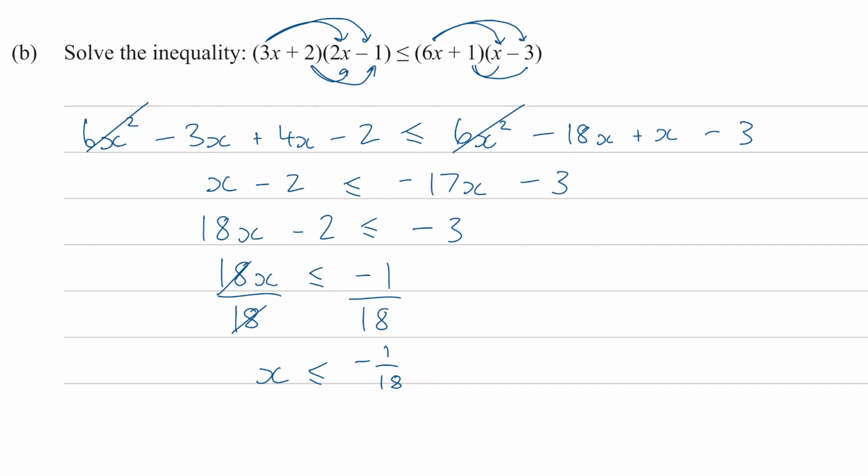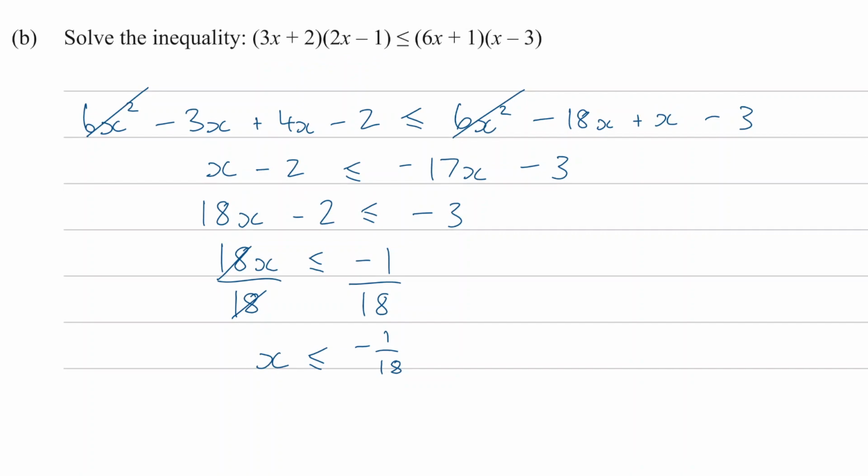So if we pick any value for x that's less than or equal to negative 1 over 18, and we put it into this inequality in for x, this inequality would be true. So this side would be less than or equal to this side. So let's just try it, test it out. That's a good way to check we're right. So what's less than negative 1 over 18? Negative 1, right? That's a nice whole number, negative 1.